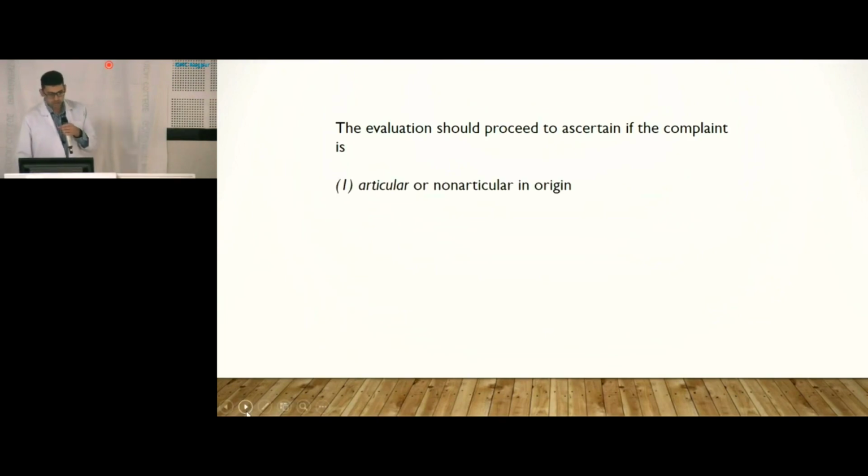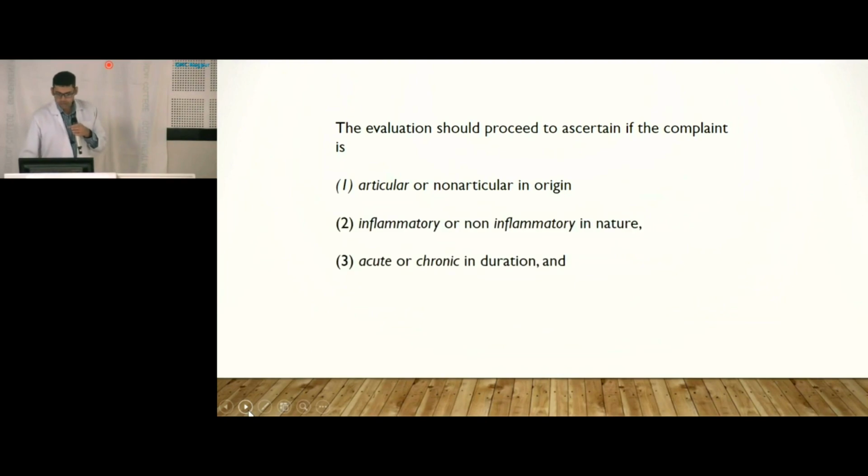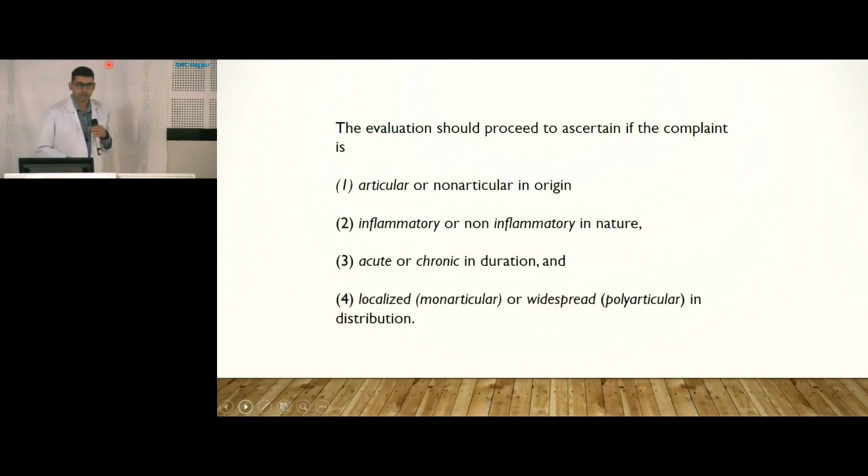So evaluation of a patient of arthritis should be according to these 4 points. If you are addressing these points and are able to get some answers, definitely you are on the right path in diagnosis as well as management.